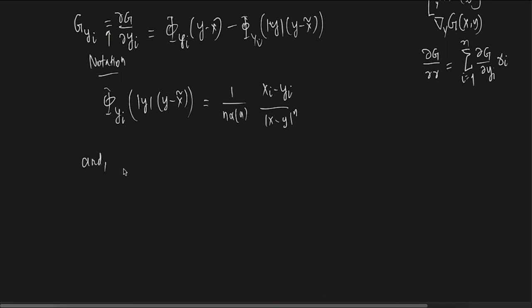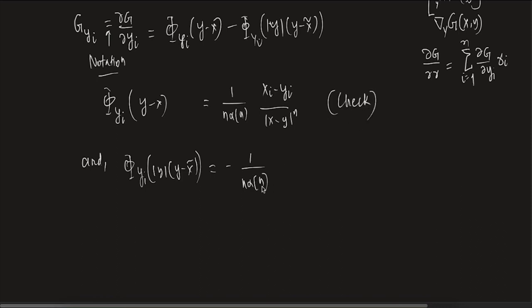And also, sorry, what am I doing? It should be phi of y minus x, the first expression. And you can do the same thing here, mod y minus x tilde. What exactly is this thing? Again, if you calculate, I'm not doing this, I'm just writing down what exactly is happening. So you have to check this part: minus 1 by alpha n, yi mod x squared minus xi, by mod x minus y whole power n.